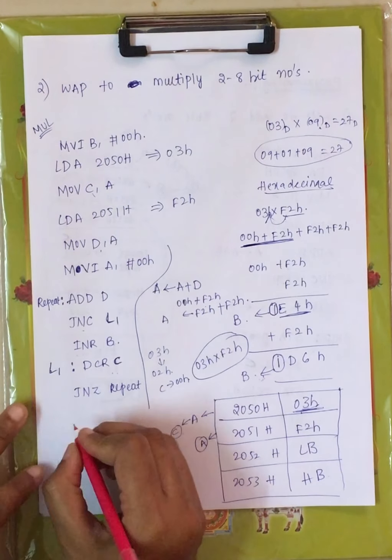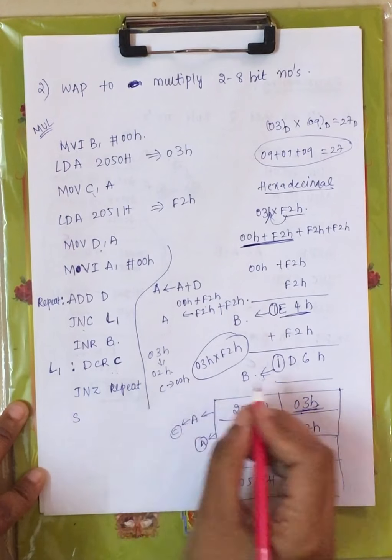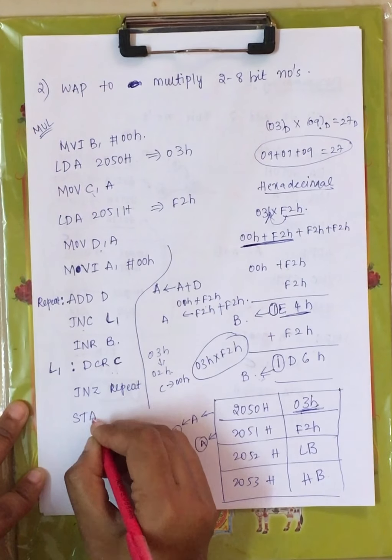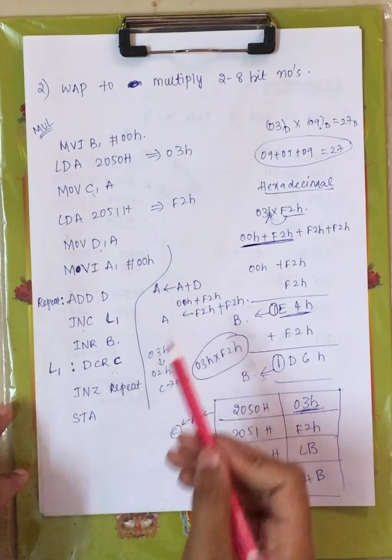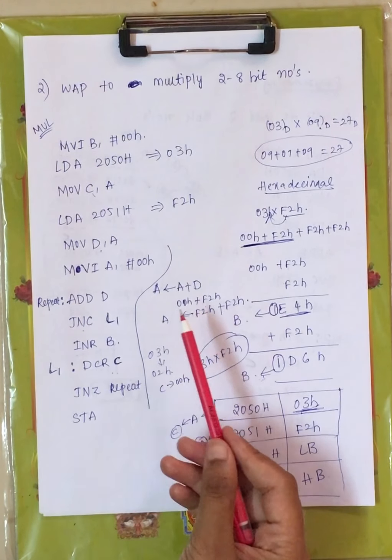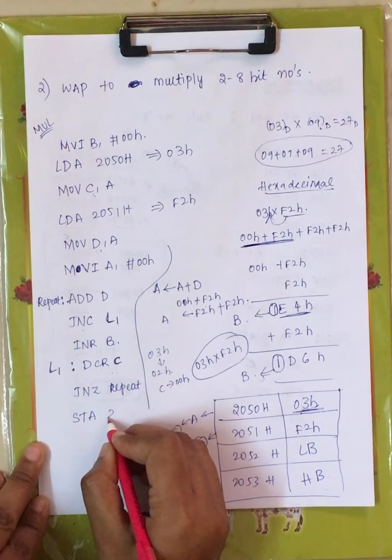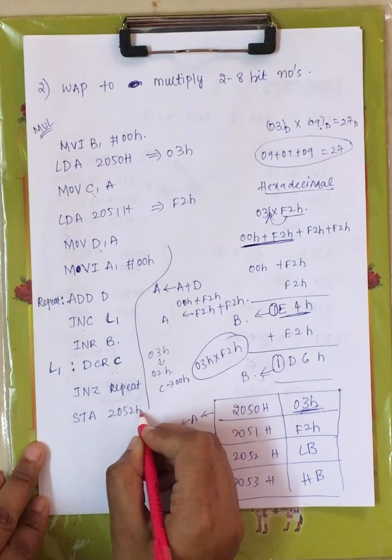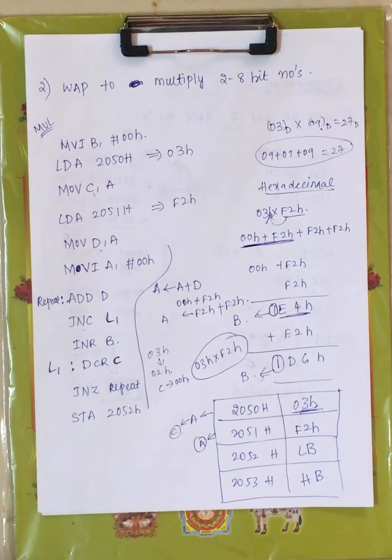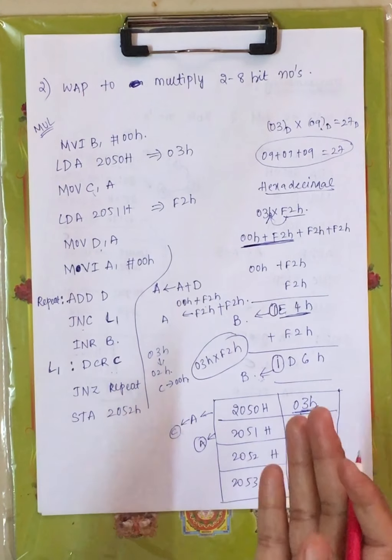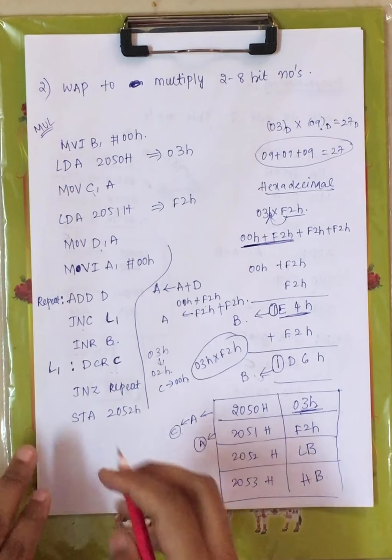Now after adding all the numbers, the result is stored in the accumulator. Finally the result is stored in the accumulator. Now that result, the lower byte, is moved to 2052H. Nothing but your multiplied result.